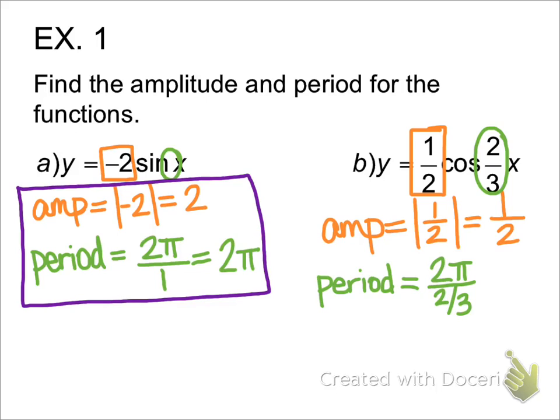So when you're dividing a fraction by a fraction, remember to flip the denominator and change it to multiplication. So it's going to be 2 pi times 3/2. Those 2's are going to cancel out. So this is going to be equal to 3 pi. So this has an amplitude of 1/2, so it goes up 1/2, down 1/2, up 1/2, down 1/2, and it does that across a distance of 3 pi.